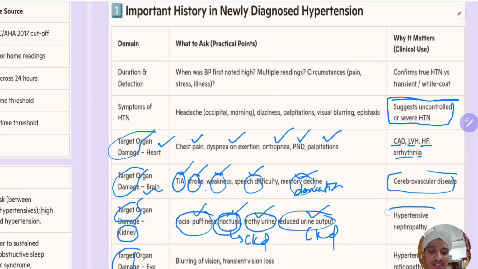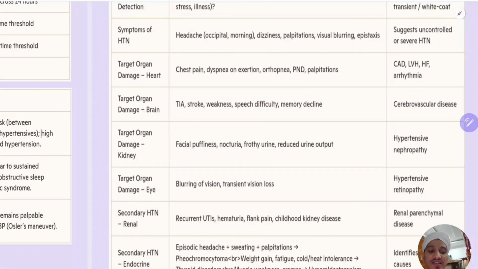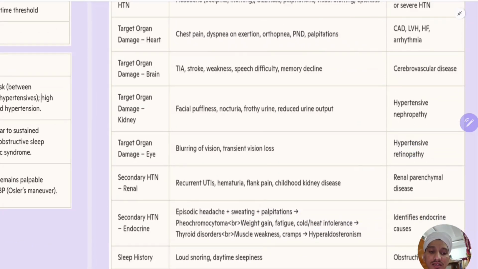If it is present, then it suggests hypertensive nephropathy. And for the eye, you ask for blurring of vision or transient vision loss. If there was vision loss for some time period, then it suggests hypertensive retinopathy. So these are the history questions we should ask in the history. So that's about the target organ damage. Target organ damage. Okay.